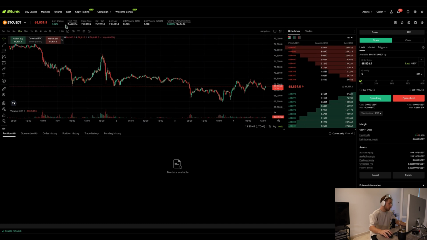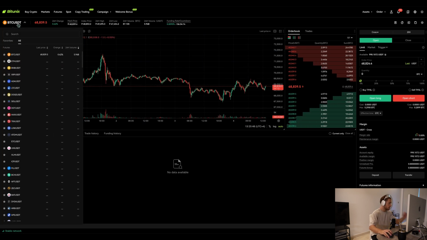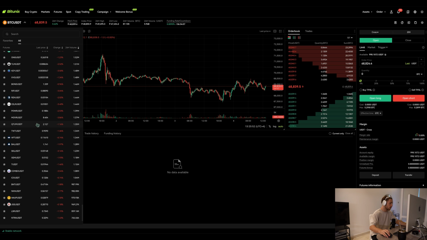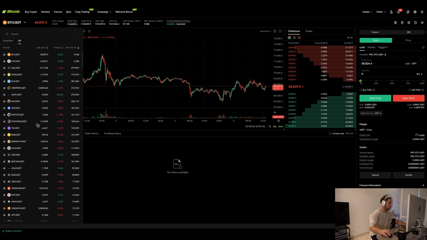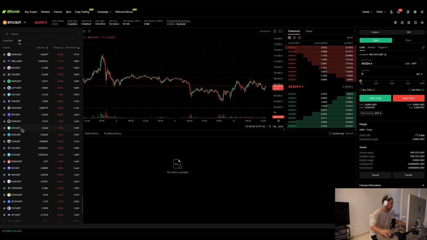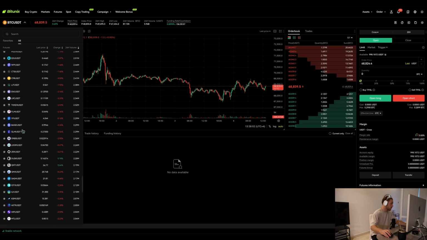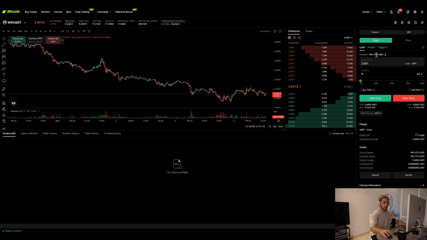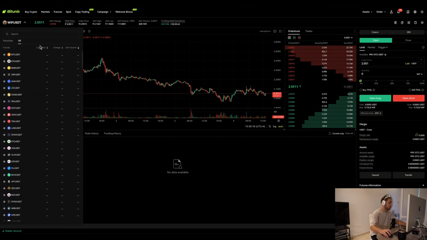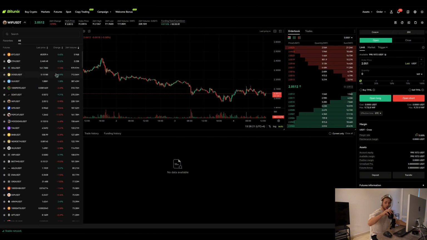So as you can see, we are now here at the section of choosing which coin you want to trade in futures. You can choose between all of those coins that are listed on futures on Bitunix. You even have meme coins, small market cap coins, bigger market cap coins. For example, WIF as an example, right? You can trade with a leverage up to 75x, which opens crazy opportunities.